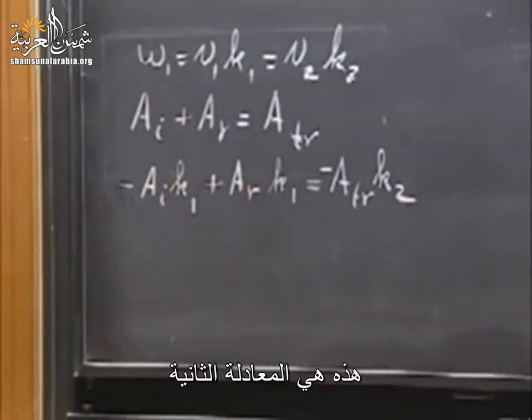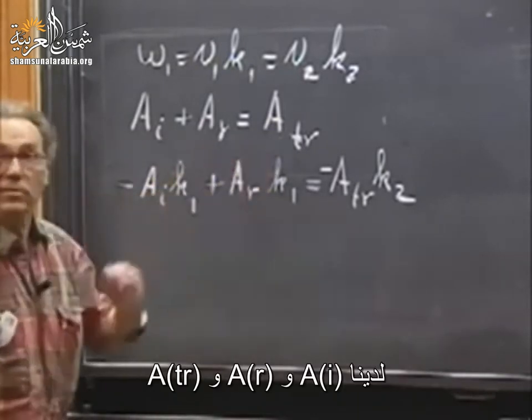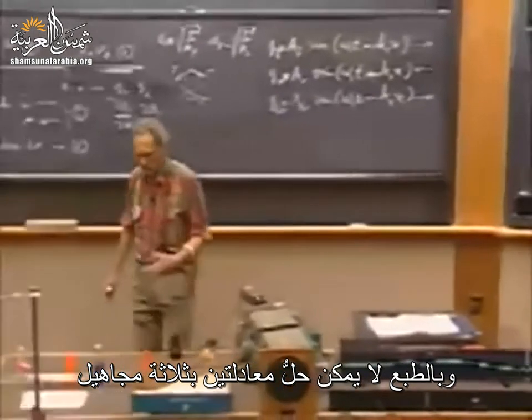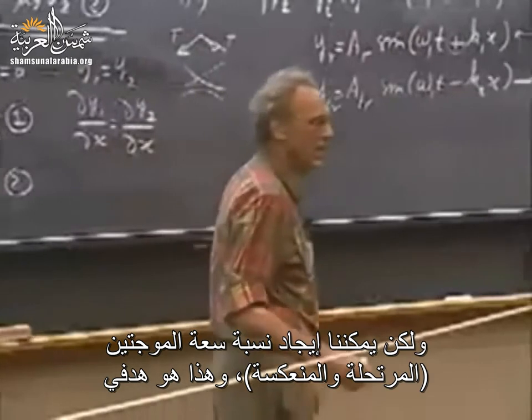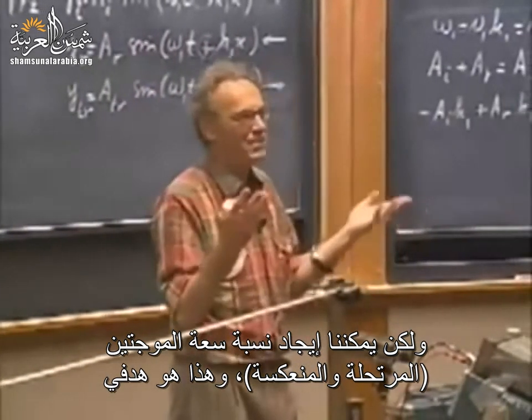So this is the second equation, and you could solve these two equations easily, except you have two equations with three unknowns. You have A I, A r, and A transmitted. And of course, you cannot solve two equations with three unknowns, but what you can find, that is the only goal I have, is the ratio of the amplitude of what comes in over what comes back. That's my whole goal.